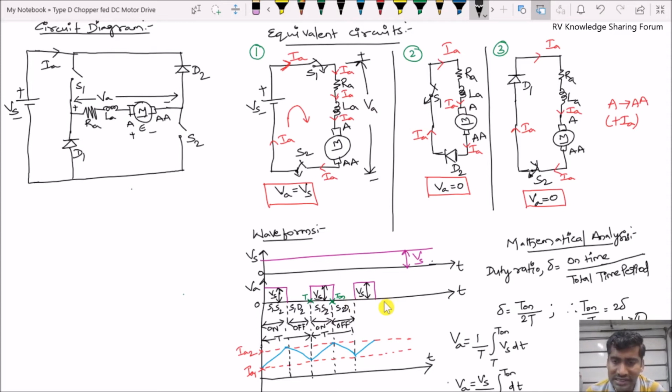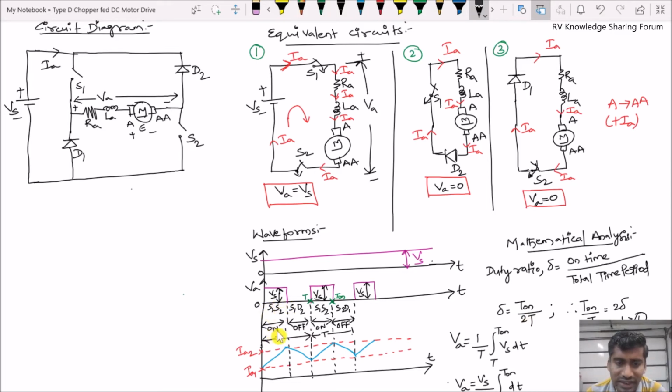Now let us discuss the mathematical analysis of this particular type D chopper fed DC motor drive. First let us discuss the duty ratio. Duty ratio is defined as del, which is the ratio between on time to the total period of one cycle. So del is equal to on time, represented as T on, divided by total time period, which is 2T. How is it 2T? I'll explain. During the period from 0 to this point, S1 and S2 are in turn on condition.